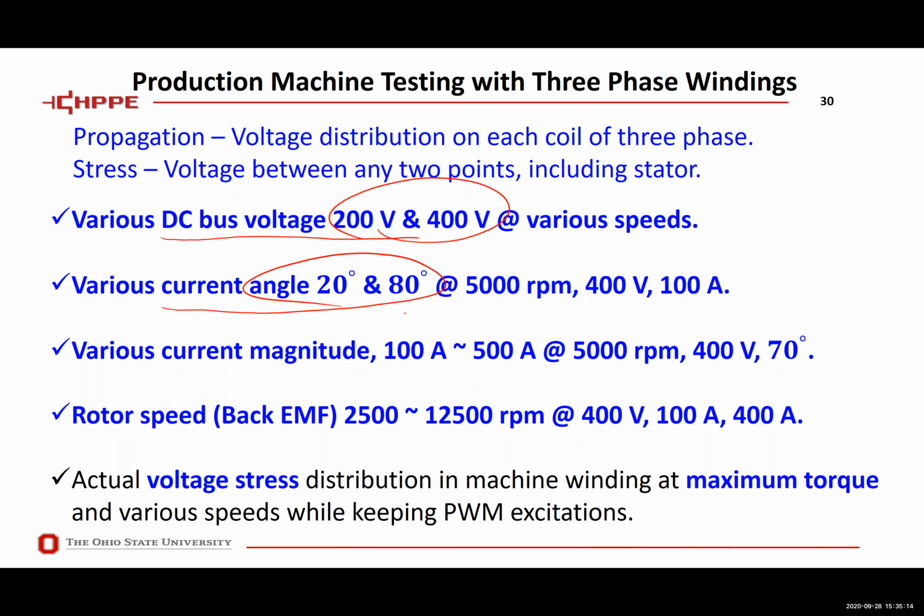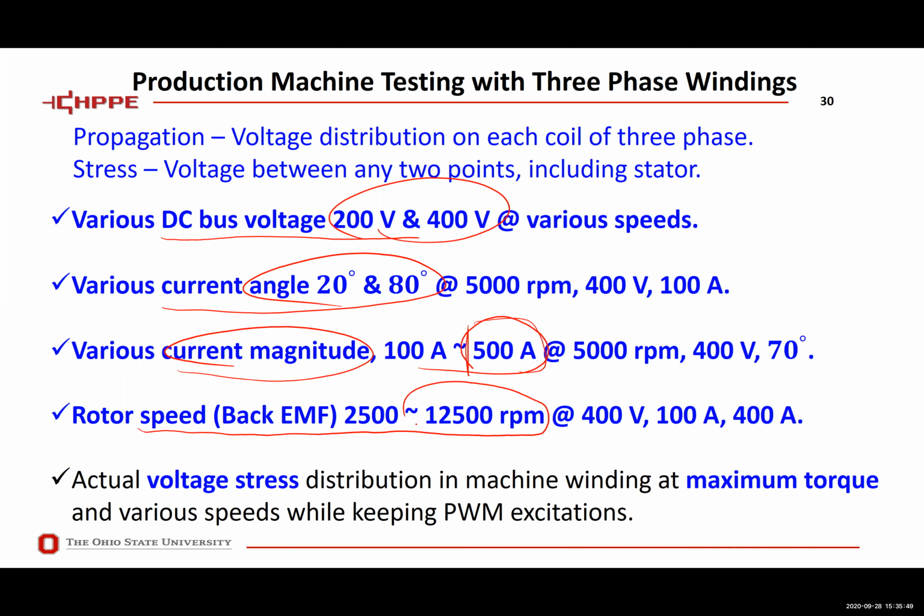So for an IPM machine, you can control the angle between the permanent magnet and the magnetic fields of your stator. Then we also looked at different current magnitudes. We went all the way to peak current, the maximum current for this machine, 500 amps. And we also did tests to measure the voltage propagation at different rotor speeds up to 12,500 RPM.